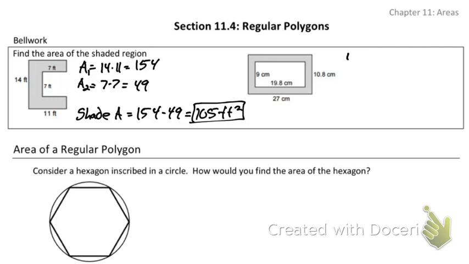So total area would equal 10.8 times 27. What does that equal? I don't have that offhand. Well, 270. What is that? Someone has it. Yes. 291.6.